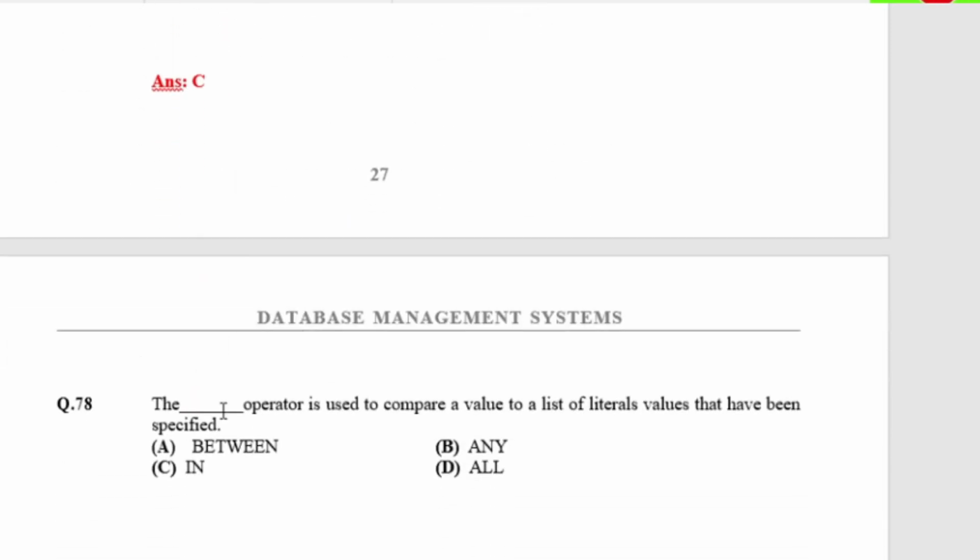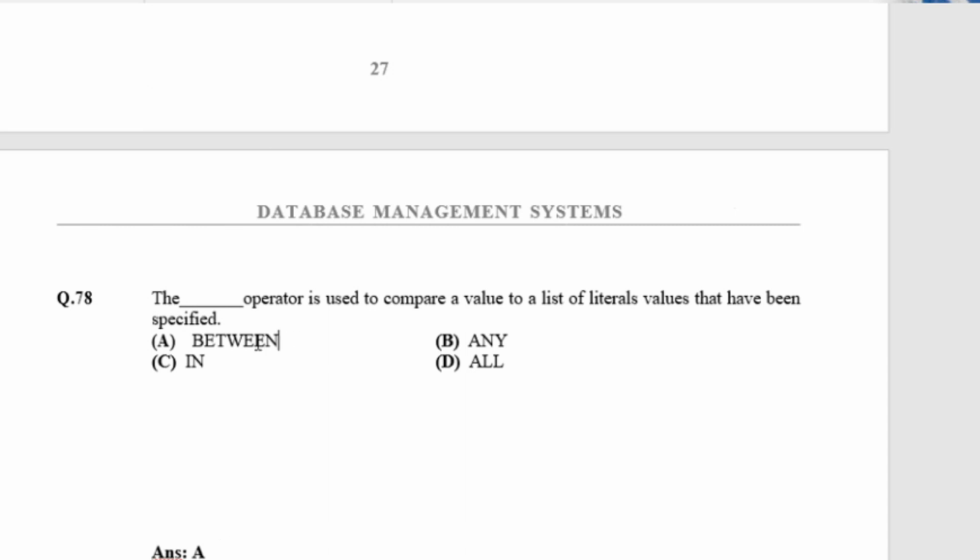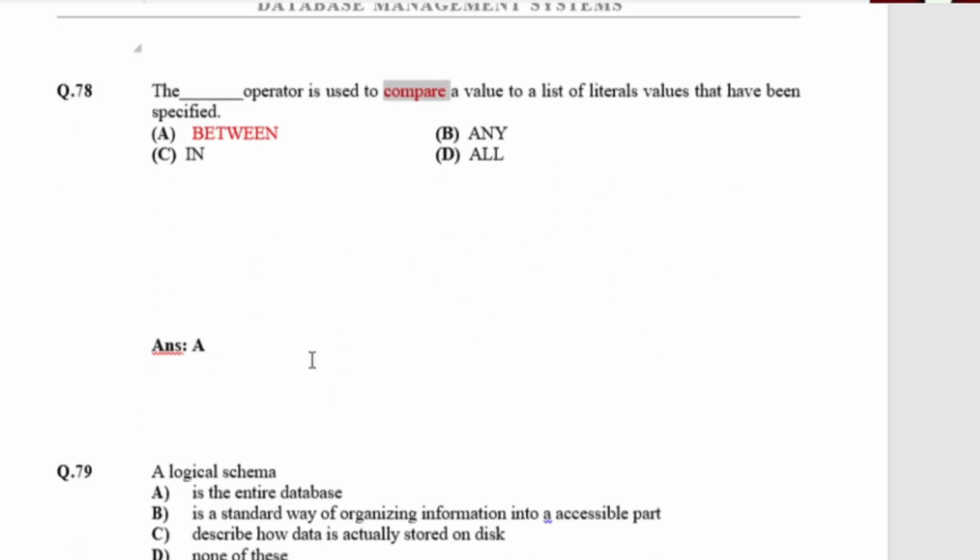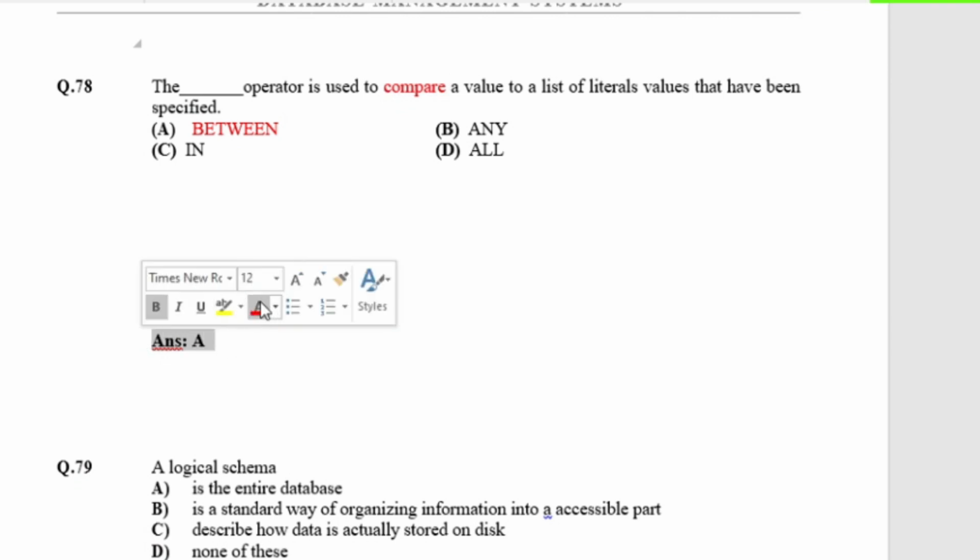The next one: the blank operator is used to compare a value to a list of literal values that have been specified. A, BTN. B, ANY. C, IN. D, ALL. The blank operator is used to compare a value to a list of literal values. Then the possible answer is the IN operator, option C.